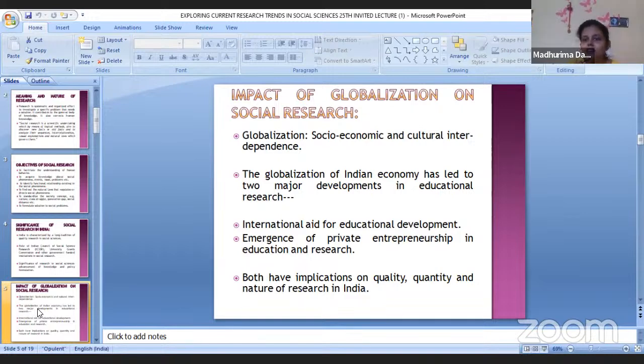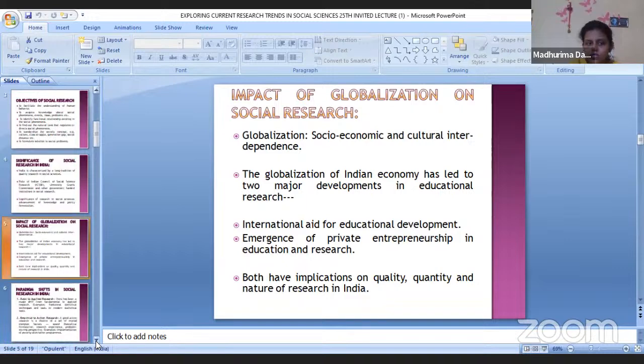Though it has good implications, it has negative implications as well. And both of these implications are actually changing the quality, quantity, and the nature of research in social sciences in India. So that is where the impact of globalization lies on social research in India.